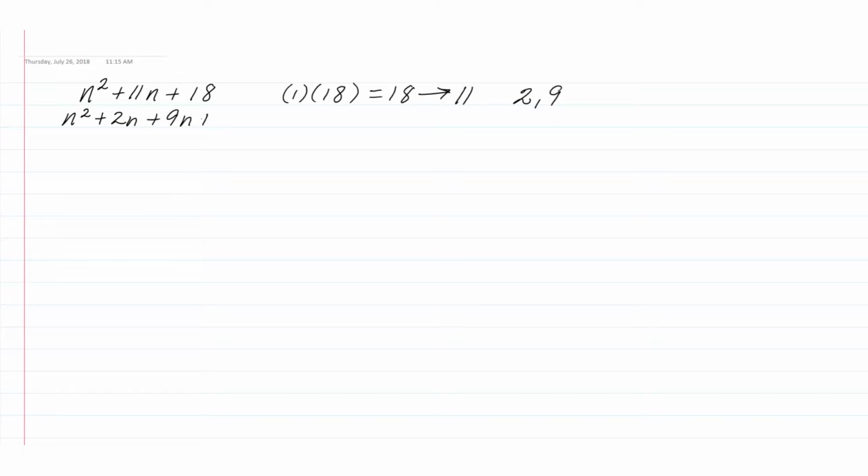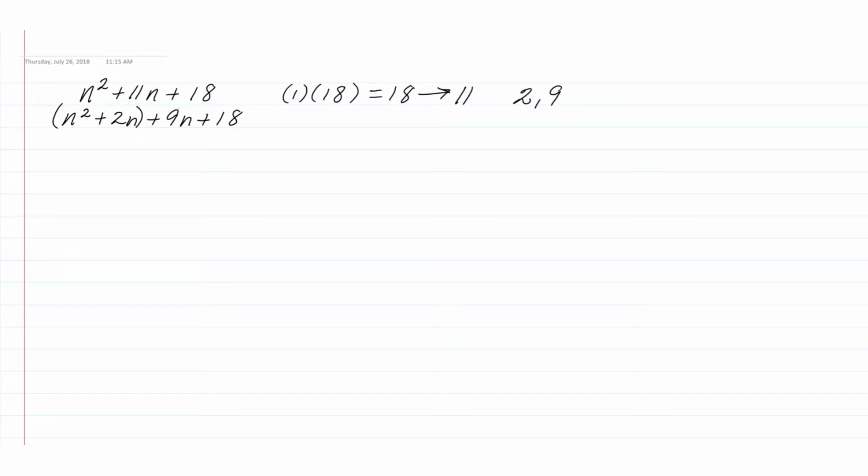So let's go ahead and try another one. So if we had n squared, we're going to change our variable, plus 11n plus 18. Okay, so we're going to take our lead coefficient, which is 1, times our last coefficient, which is 18. So we want the factors of 18 that add up to give us 11. Well, how about 2 and 9? So we're going to say n squared plus 2n plus 9n plus 18.